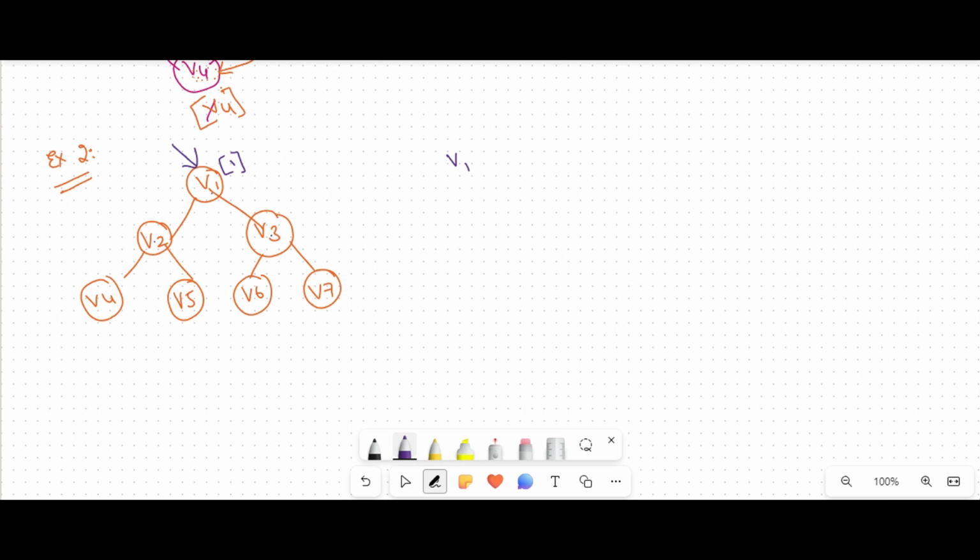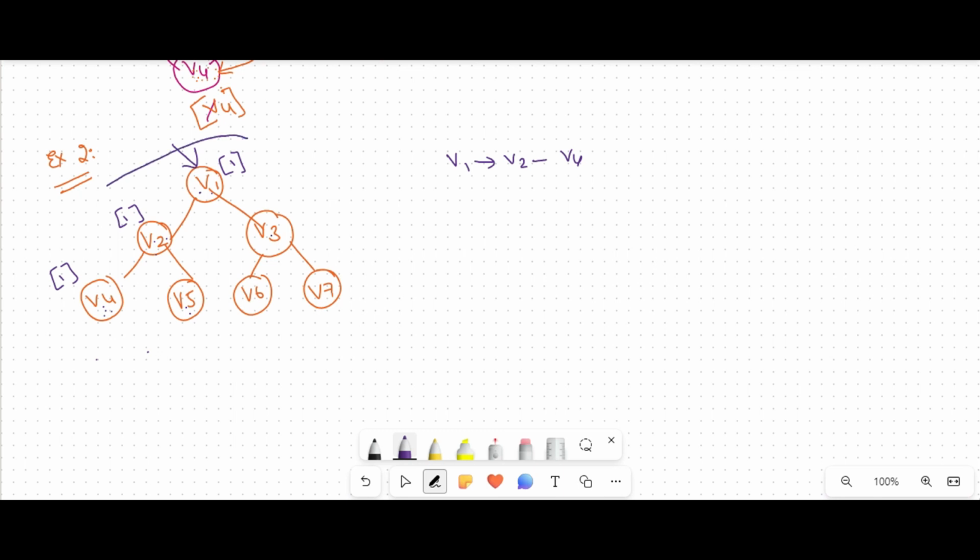Visit any one of the vertices. Now I am visiting V2, so V1 to V2. Now find adjacent vertices for V2: V1, V4, V5. But V1 is already visited. You can visit either V4 or V5. I am visiting V4. V4 adjacent vertex is V2, which is already visited. Now, shall I stop the process?